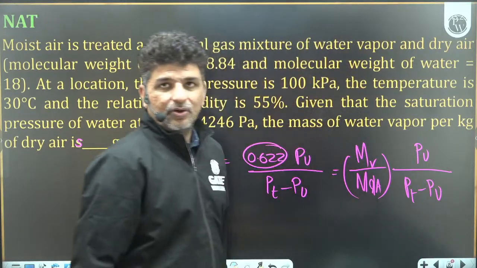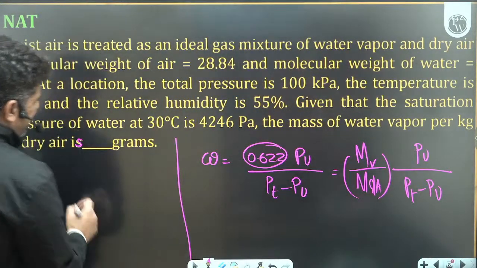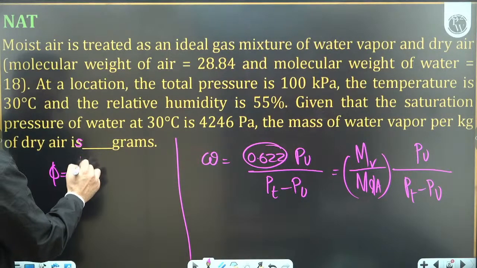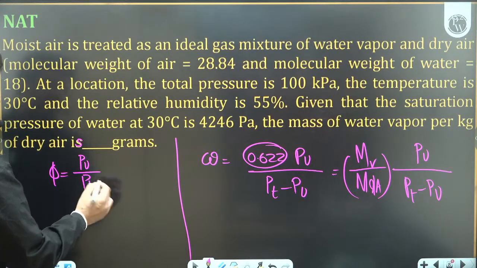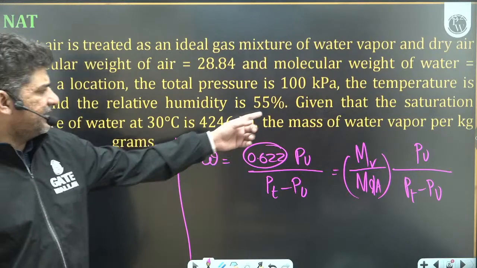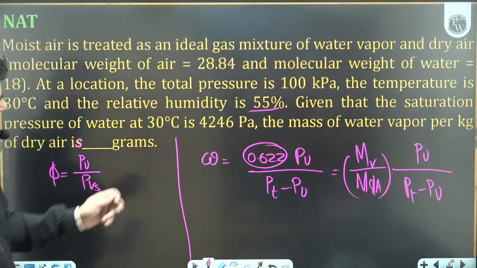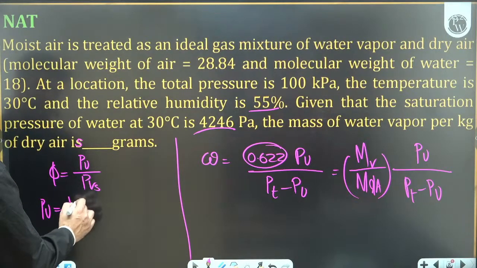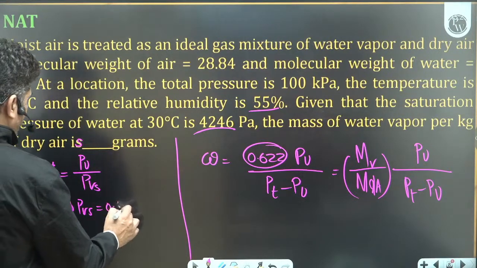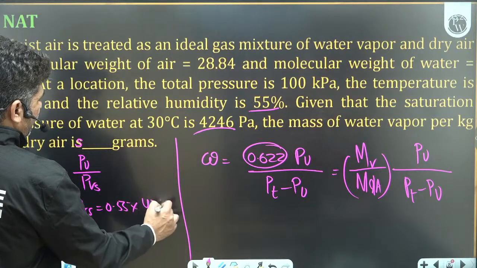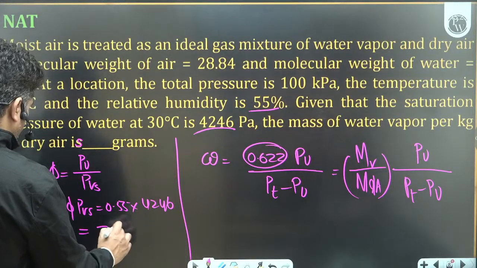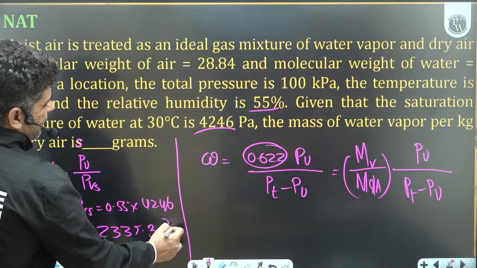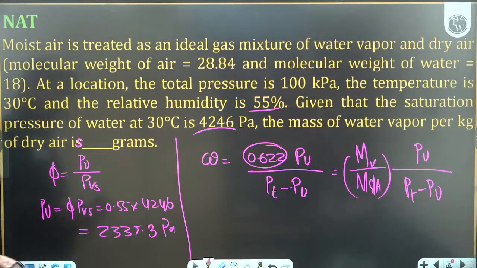Okay, so first we have to calculate what is PV. So we know that PV and PVS are related by relative humidity. PV divided by PVS is phi, and he has given you phi is 55% and PVS is 4246. So first we can calculate PV, that is phi multiplied by PVS, that is 0.55 multiplied by 4246. So this comes out to be 2335.3 Pascal.